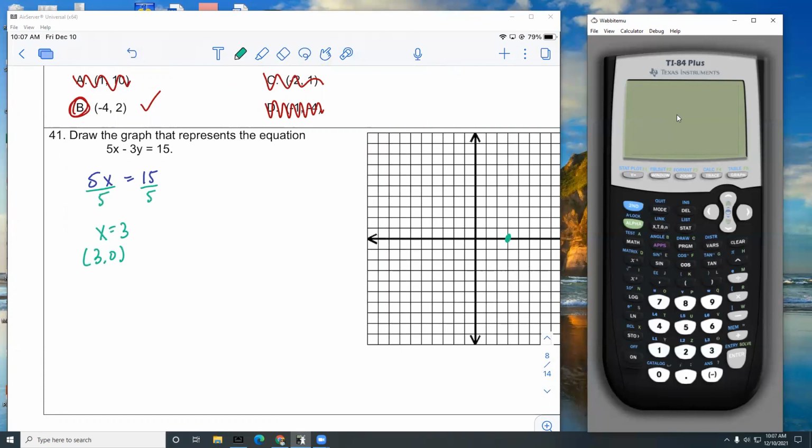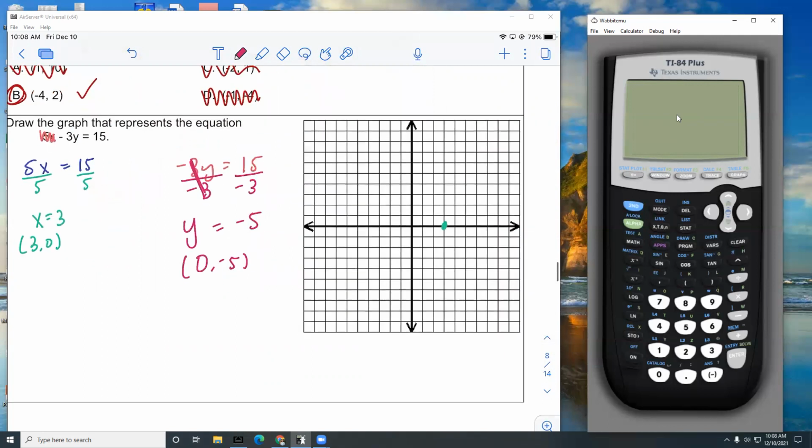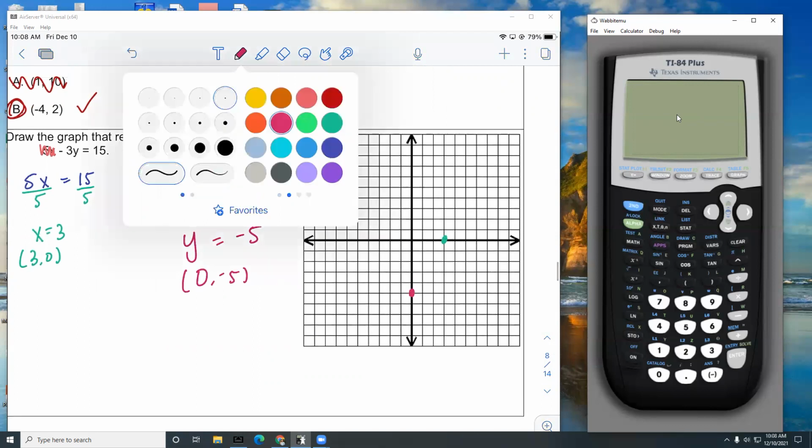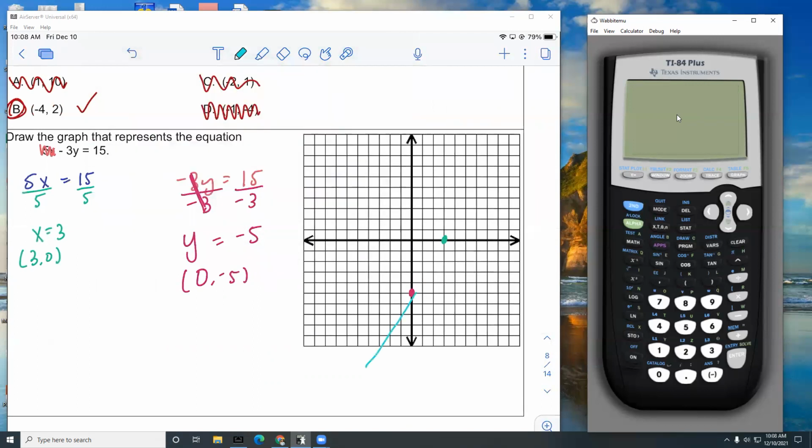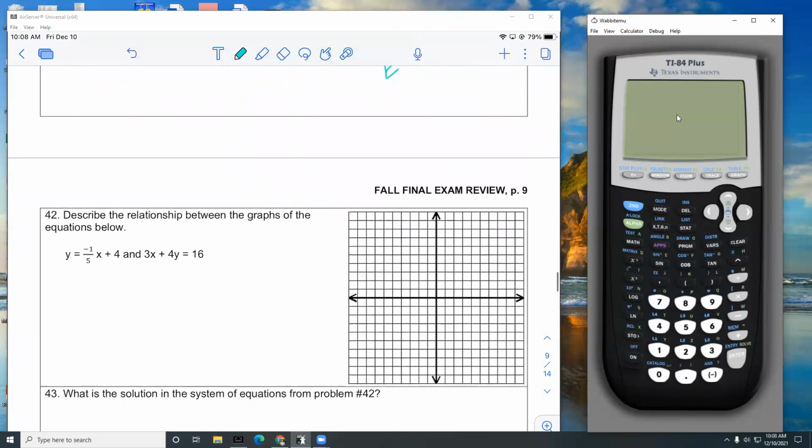And then we repeat the process for y. For y, I just get rid of my x. So for my y-intercept, I do negative 3y equals 15. And then I divide both sides by negative 3. So that's y equals negative 5. So my y-intercept is at 0, negative 5. So I go down negative 1, negative 2, negative 3, negative 4, negative 5. And then I just draw in a line through those 2 points, my friends. Not hard at all.